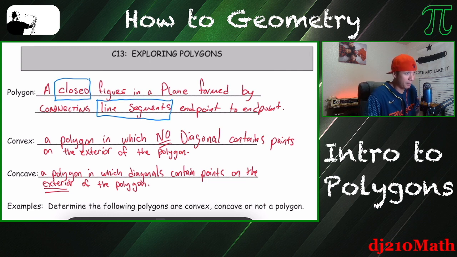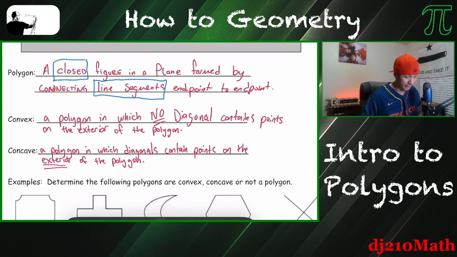There's two types of polygons: convex and concave. Now, I wouldn't get too hung up on the formal definitions of convex and concave. I think it's more obvious when you see pictures. But a convex polygon is basically when the diagonals are not on the exterior of the polygon. And concave is when you have a diagonal that is on the exterior or outside of the polygon. So you'll see this in a second as far as a diagram is concerned.